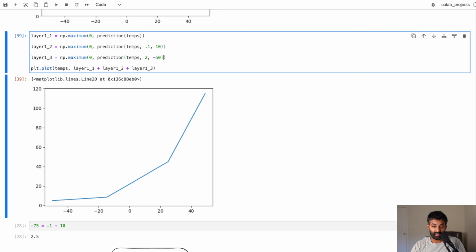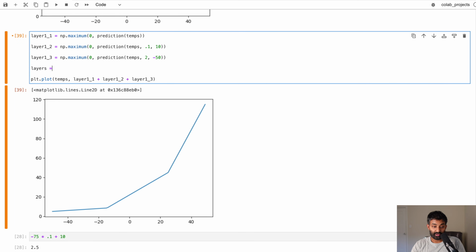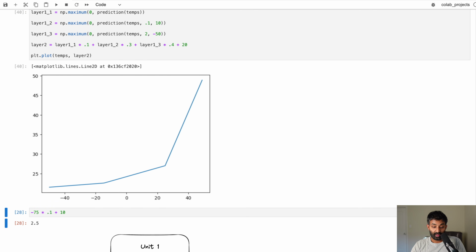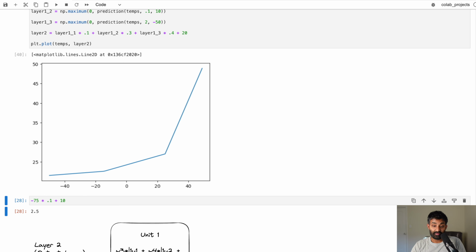So let me actually show you what layer 2 would look like here. So layer 2 would equal layer 1, 1 times, let's say the weight between layer 2 and unit 1 in layer 1 is 0.1. Then we take layer 1, 2 times 0.3 plus layer 1, 3 times 0.4. In reality, the network would be learning these values. I'm just making values up just for illustrative purposes. And then we would add in another bias. So output layer 2 here. And we can see it can learn an even more complex function here.